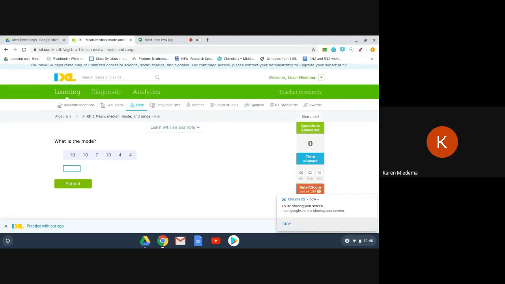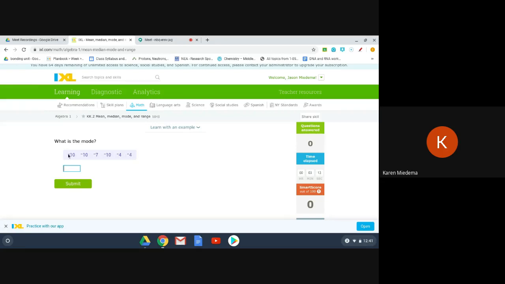Okay, today we're going to take a look at K.K.2, mean, median, mode, and range. So what the mean, median, and mode are, they're measures of central tendency. Now they're all just a little bit different. The mode is the number that appears most often in a set of data.